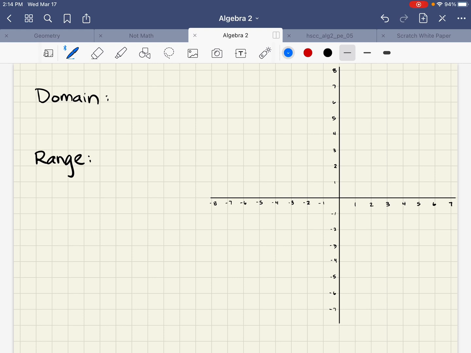Just a real quick video on domain and range based upon the graph of the function. First thing is understanding the definition of domain. Domain is just the x values of the graph. That's what you're going to be looking for, the x values of the graph. Next question is what's range? Range is the same thing, except instead of x values, it's the y values of the graph.